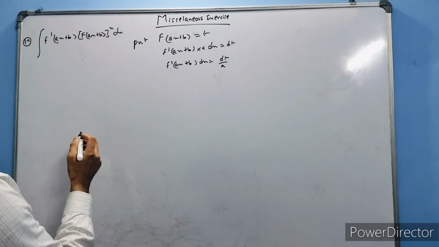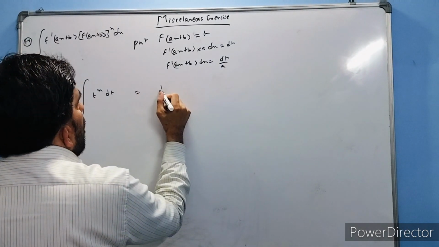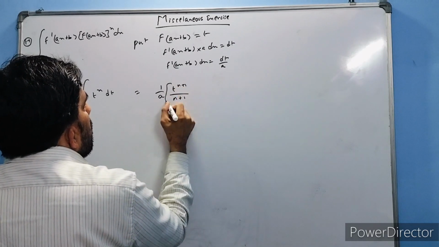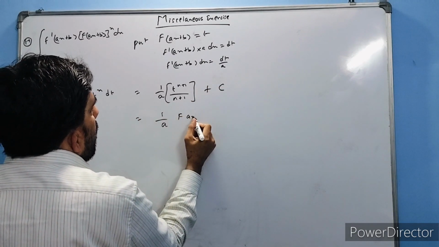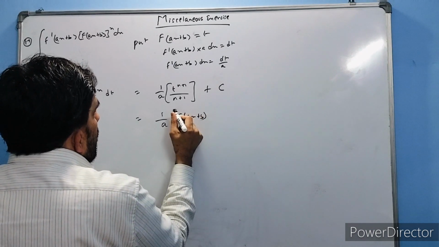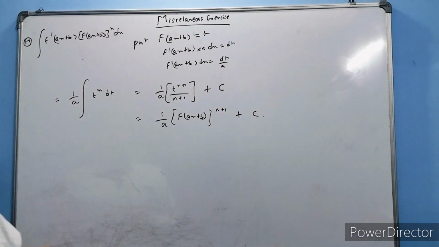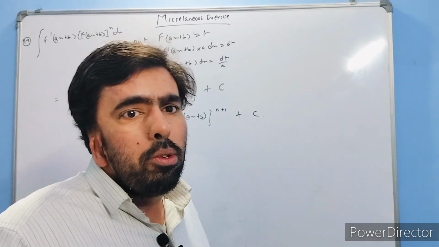So now what we can do is write here 1 upon a times the integral of t raised to the power n dt. Easily we can solve this numerical: t to the power n plus 1 upon n plus 1, plus c. Now what is t? We have taken t as f of ax plus b. So the answer is f of ax plus b whole to the power n plus 1 upon n plus 1, plus c. Simply we can solve the integral like this. Now let us try to solve the next one.